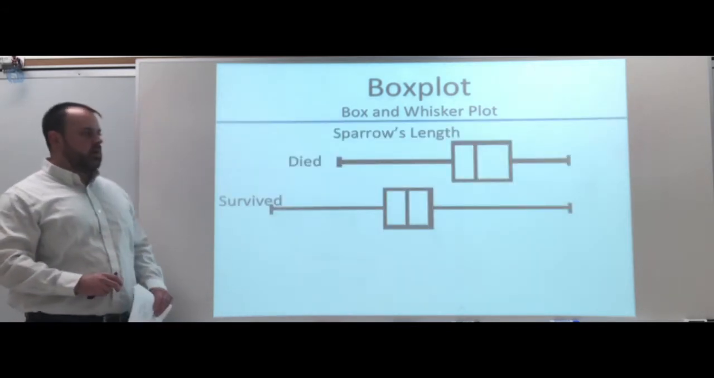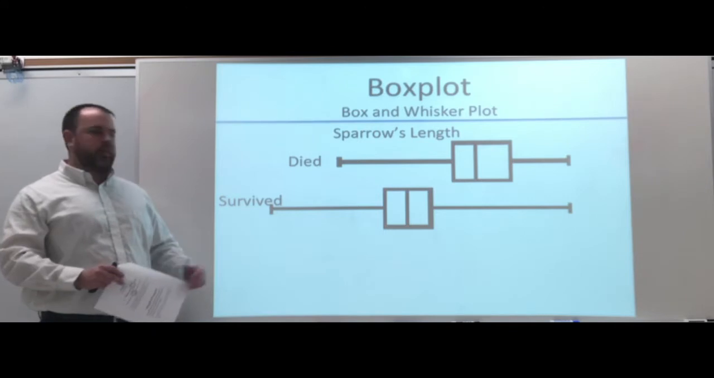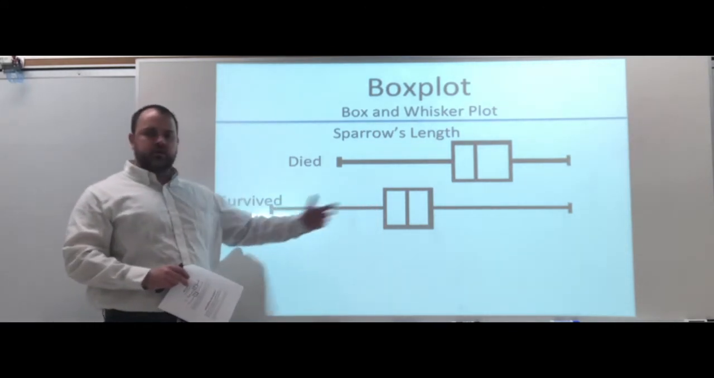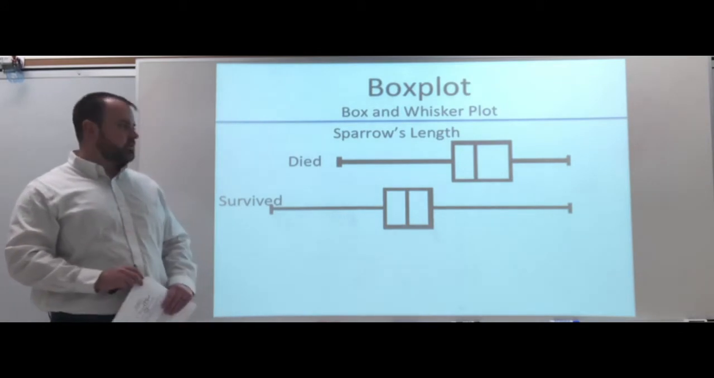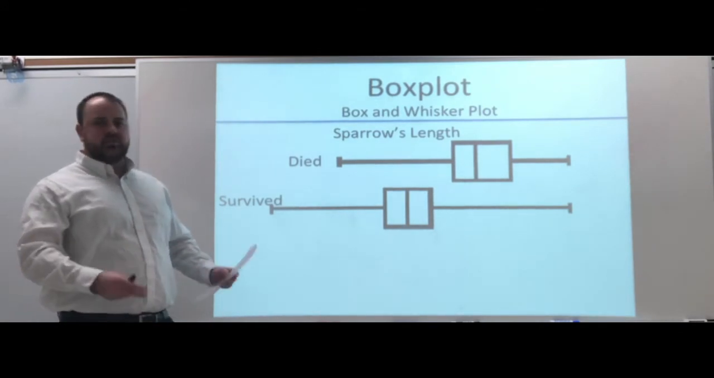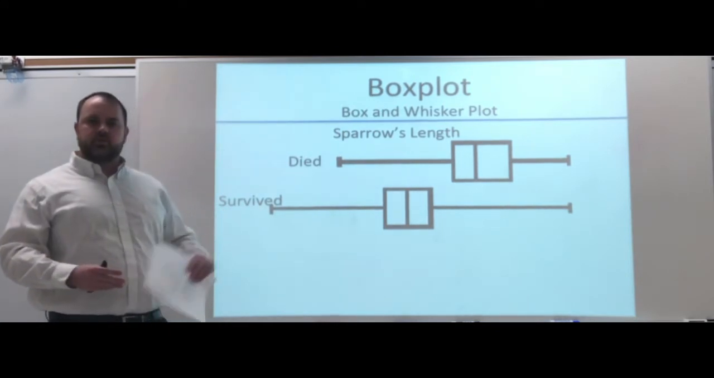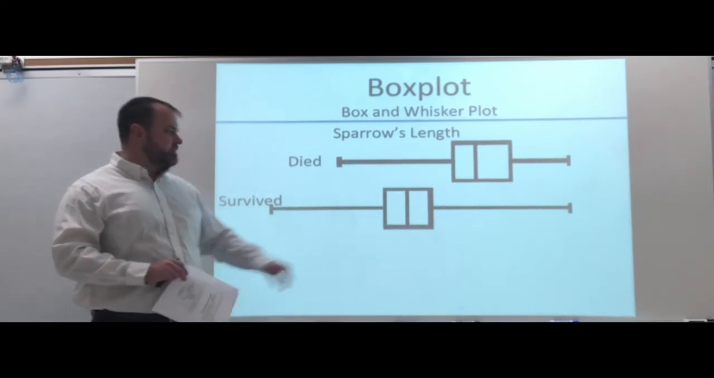So here we have sparrow lengths. Okay, and we had a sample of sparrows. We looked at which ones died, which ones survived, and the length of the sparrows. Okay, so here are box and whisker plots on top of each other. And it's nice to see. You can see where the medians are, where the centers are. You can see the consistency, which one's more consistent or not. And you can see the box and whisker plot.